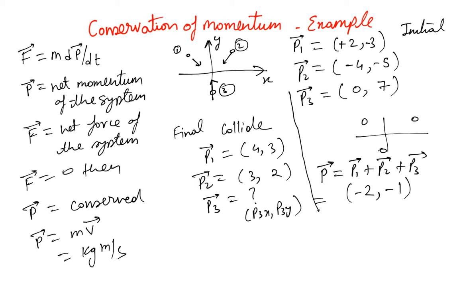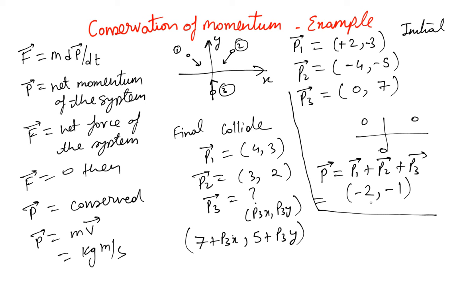this is initial and this is final. The final is going to be 7 plus p3x, 5 plus p3y. So how should we solve for p3x and p3y?